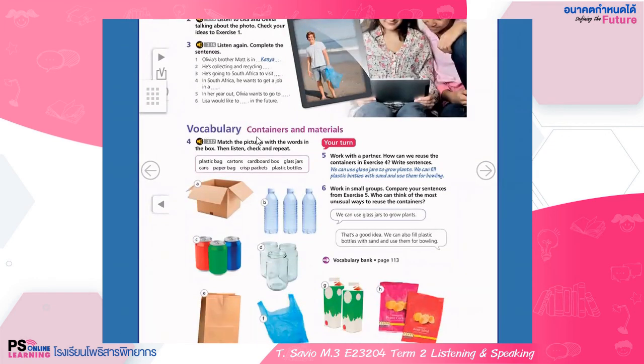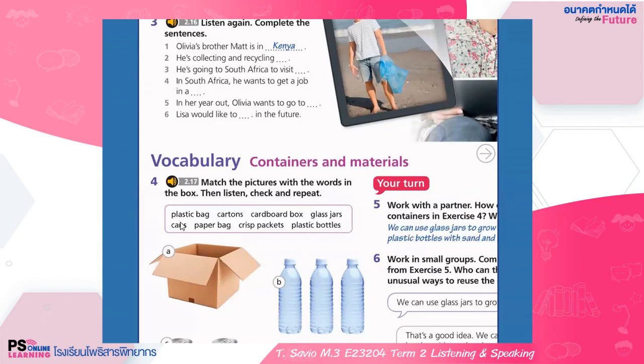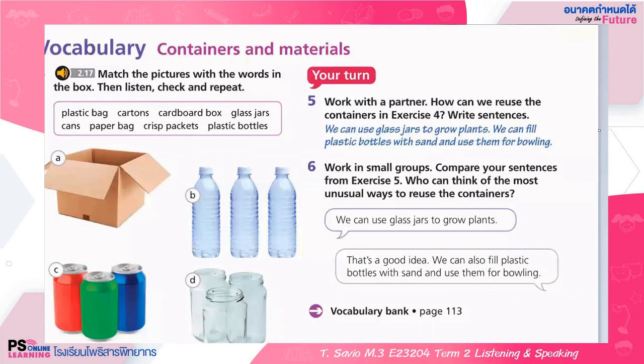Vocabulary, containers and materials. Match the pictures with the words in the box. Then listen, check, and repeat. Plastic bag, cartons, cardboard box, glass jars, cans, paper bag, crisp packets, and plastic bottles. Listen, check, and repeat.